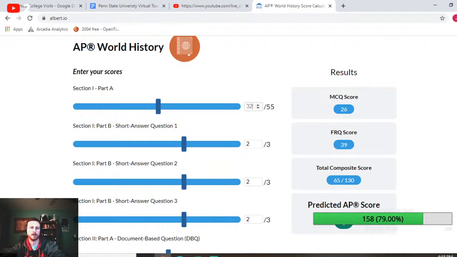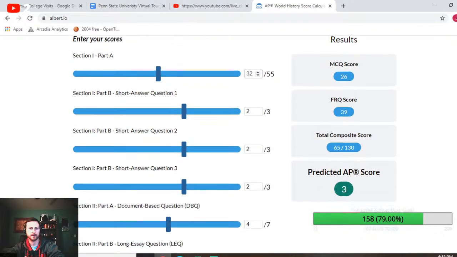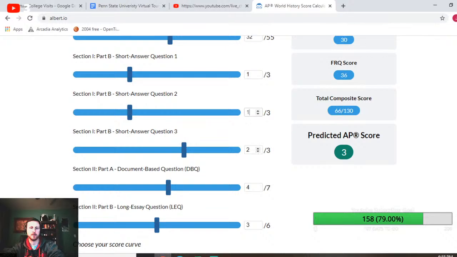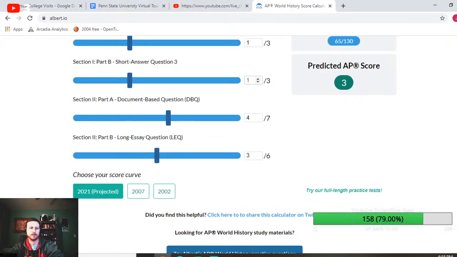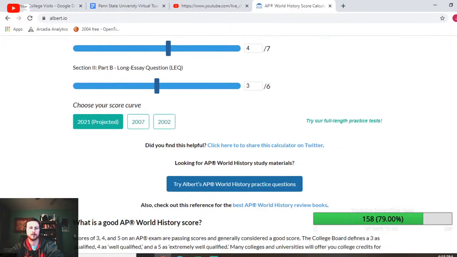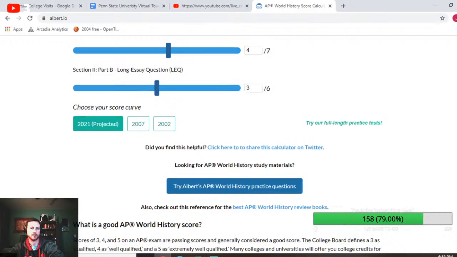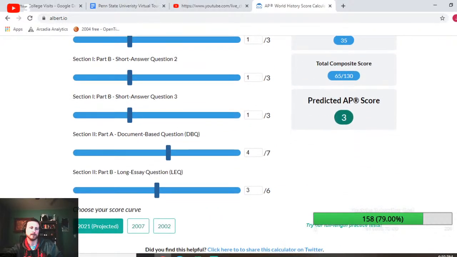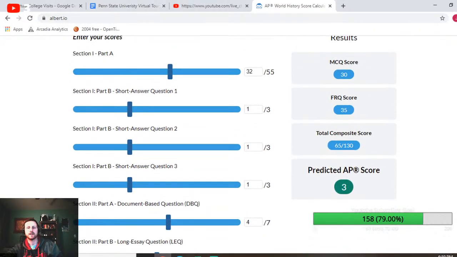So you would get like a 32 if you got 59 of them correct. Let's give that a 1, just as a bare minimum. 1, and then a 4 out of 7, and then sure, let's give you that one. Projected. So even with a 32 out of 55, 1 out of 3, 1 out of 3, 1 out of 3, a 4 out of 7, and then a 3 out of 6. That's a predicted score of 3, you know? I mean, so it's pretty good.